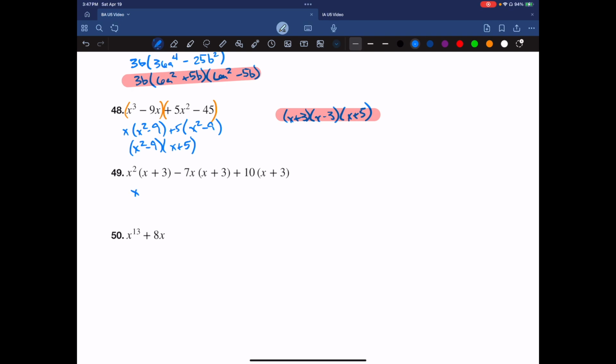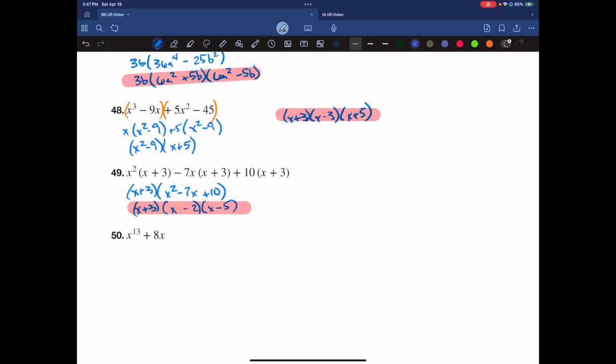On 49, I'm going to factor out the x plus 3 and put together all my other terms. This is going to be x squared minus 7x plus 10. So you've got x plus 3. Let's factor this. It's going to be x minus, and it's going to be 2 and 5. So x plus 3, x minus 2, x minus 5.